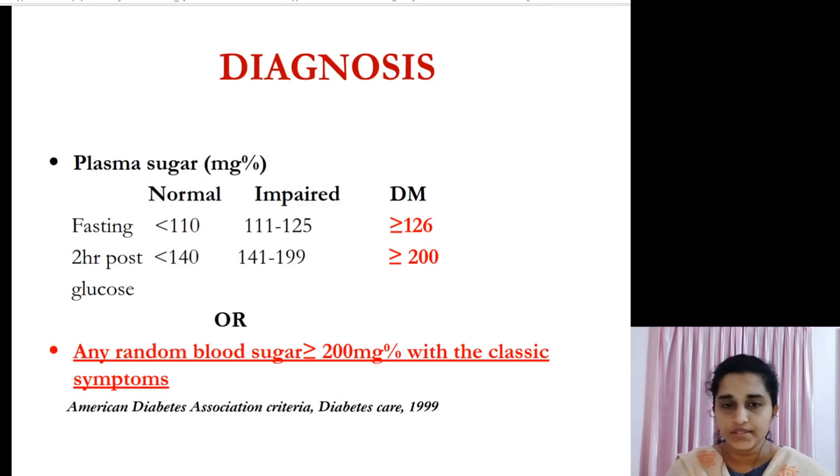Now we'll see the diagnosis criteria. Normal plasma sugar, that is fasting, is less than 110 mg percentage. 2 hour postprandial is less than 140 mg percentage. In diabetes mellitus, fasting is equal to or more than 126 mg percentage. 2 hour post glucose is equal to or more than 200 mg percentage. Or we have to keep in mind any random blood sugar more than 200 mg percentage with the classic symptoms. This is according to the American Diabetes Association criteria, Diabetes Care.